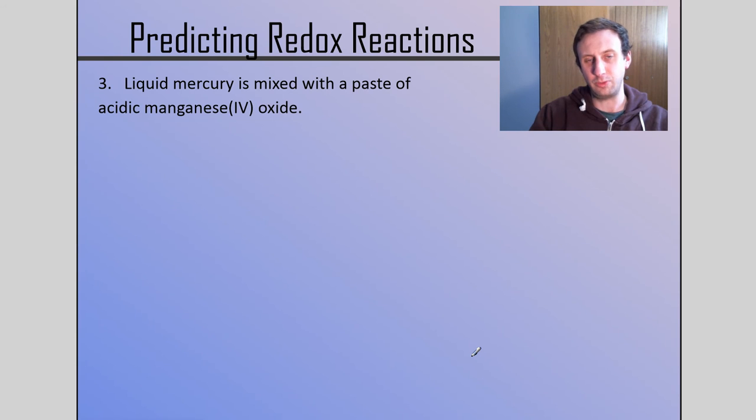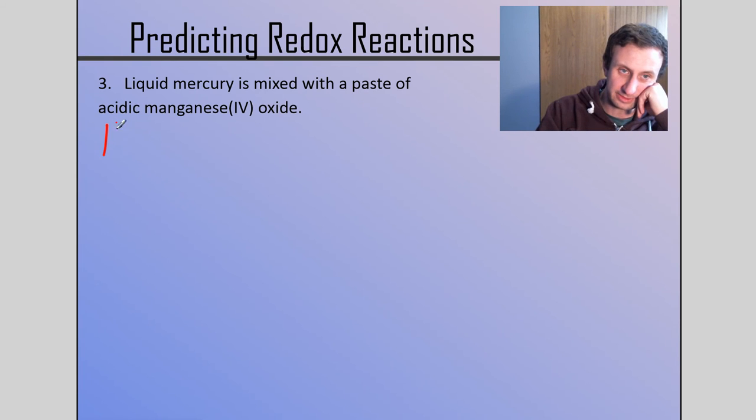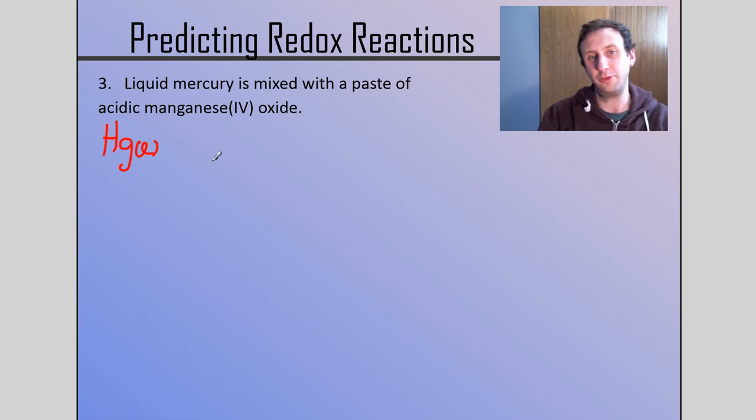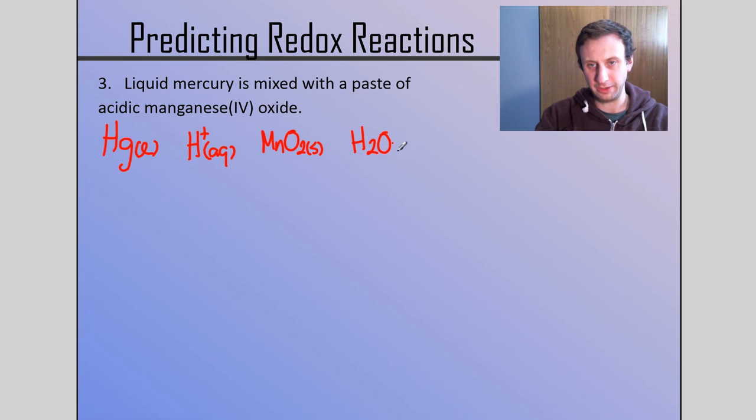Okay, number 3. We are getting to the end of these examples. Liquid mercury, well, it's telling me the state already, and it's an element, so I just already know what it is. Hg liquid is mixed with a paste of acidic manganese 4 oxide. This is weird terminology that appears around manganese 4 oxide often, and that means for paste that it's actually like a solid suspended in the water. So I actually have MnO2 solid, and then I have water, of course, as well. But the paste word is actually saying I have some solid. Kind of like a toothpaste, right? You got a bunch of solid in there, abrasives.